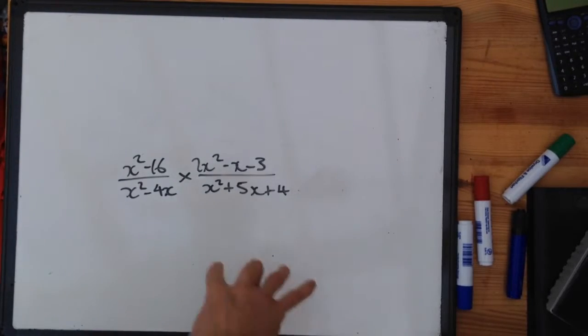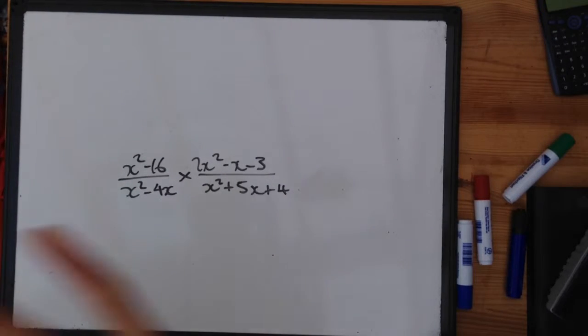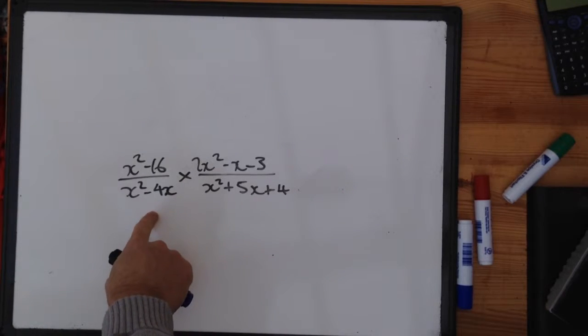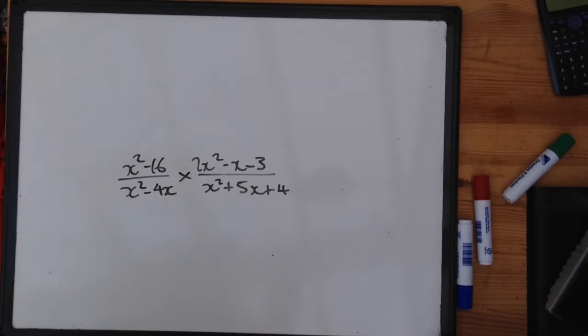Okay, we're going to simplify these algebraic fractions here. The key to this, as always with this kind of question, is to factorise as much as you possibly can. All of these expressions will factorise. Once we factorise them, we can cancel down common factors between top and bottom.